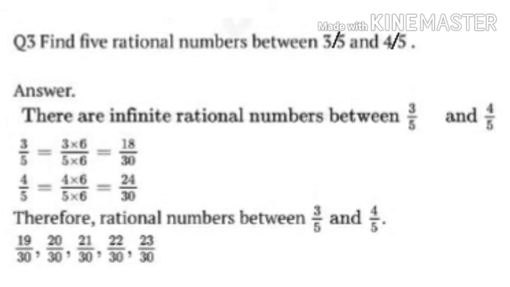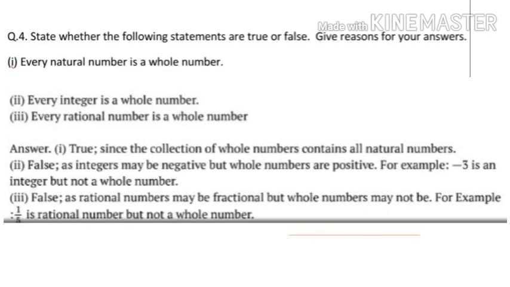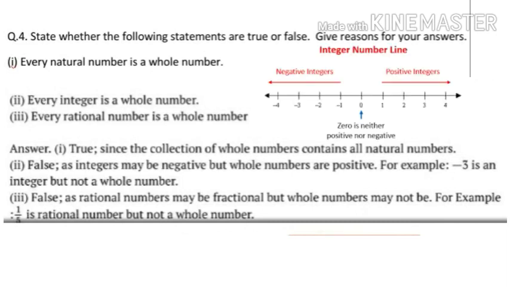Now let's come to question number 4. State whether the following statements are true or false. Give reasons for your answers. Every natural number is a whole number. So children, is it true or not? Yes, it is true. It's true because all the natural numbers, that is counting numbers, are a collection of whole numbers. The collection of whole numbers contains all the natural numbers including 0. So this is true.